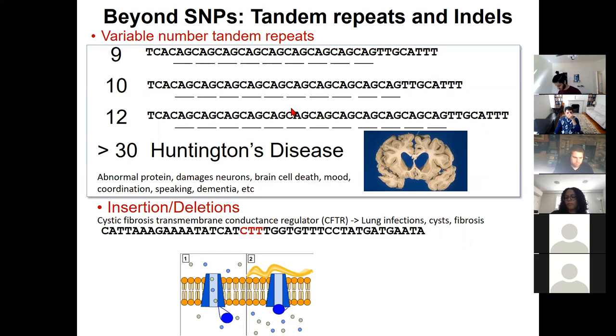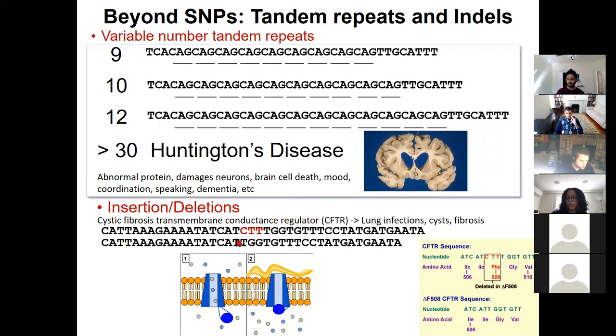So again, these are happening throughout the genome. Most of the time they don't have an impact, but when they do hit an important gene, they have a devastating impact. And here's another example with an indel. This is the cystic fibrosis gene, CFTR, where if you insert this particular sequence or if you delete it, you end up with these infections in the lung with cysts and fibrosis, leading to, of course, the name of cystic fibrosis.